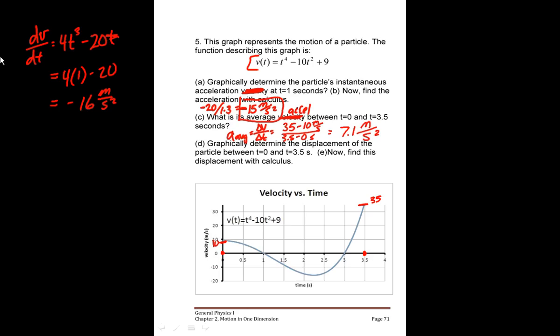I graphically determine the displacement of the particle between t equals 0 and 3.5 seconds. Now find this displacement with calculus. So if I want to find the displacement from a velocity versus time graph, I will find the area under the graph. You have another page, so you can write on that if you like. But to find the area, I just make an estimate.